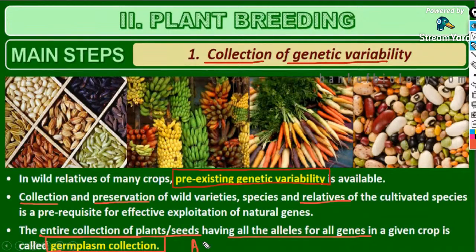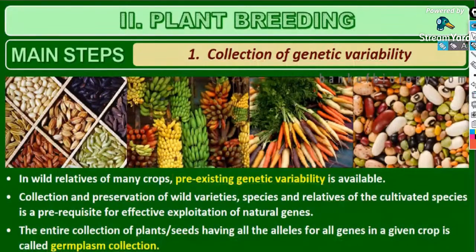This was a previous year AIIMS MCQ question, AIIMS 2003 and AIIMS 2004. It is also a CBSE board question. What is germplasm collection? It is the entire collection of plants or seeds having all the alleles of the genes in a given crop. You will call it a germplasm collection. Clear?